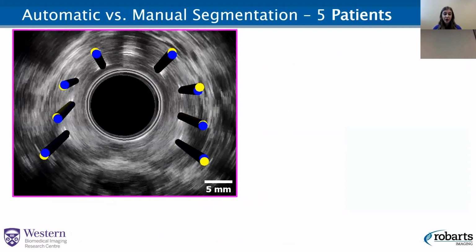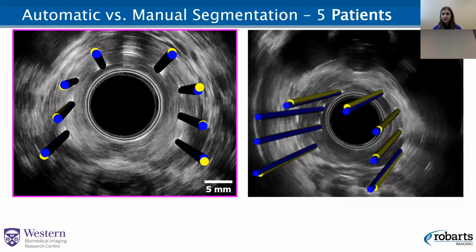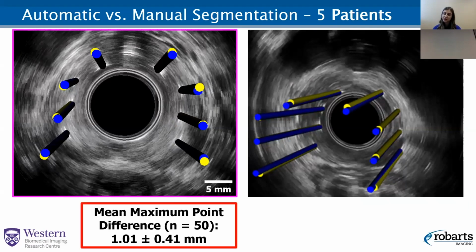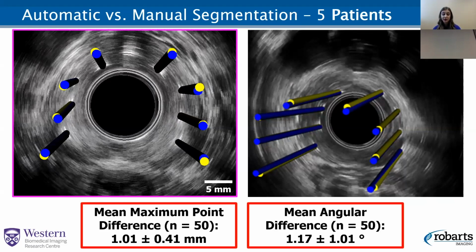And so we found there's quite good agreement between these, and you can see that as well in the oblique view. And so we went on to test this in 5 different patient images. There was a total of 50 needles included in this study, and we had a mean maximum point difference of about 1 millimeter and a mean angular difference of about 1.2 degrees.